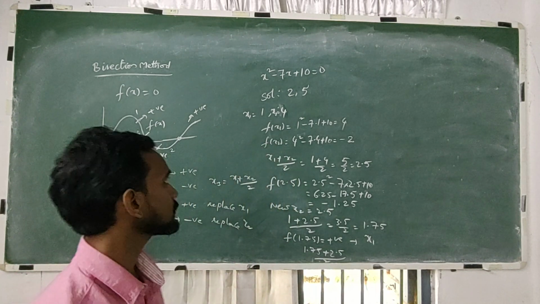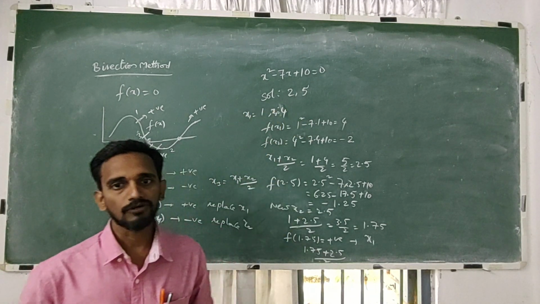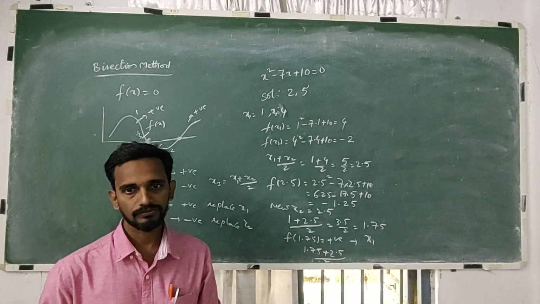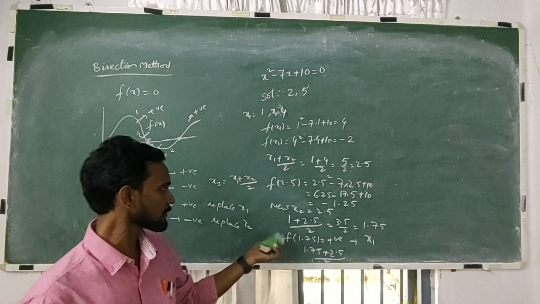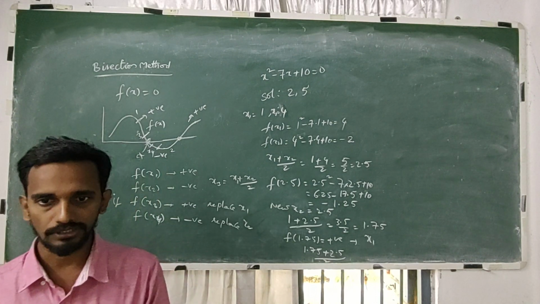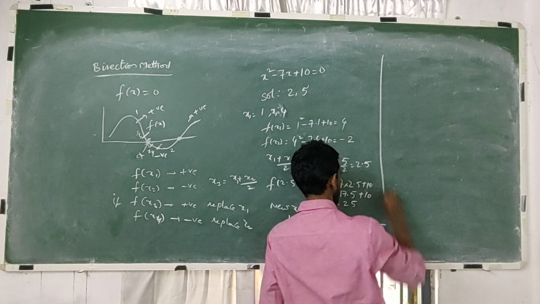Okay, the first aspect is you need to identify an interval where the function changes its sign. That is the first step, and further the process continues. Then how to write a program for this?